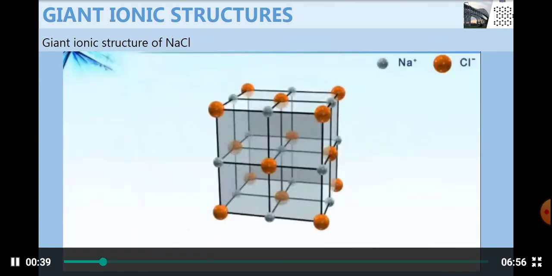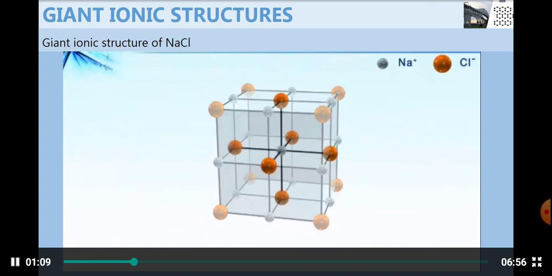Here is a better diagram that represents sodium chloride. Now the gray spheres represent sodium ions, while the red spheres represent chloride ions, as you can see on the top right corner. I want us to focus on the gray spheres. Look at the one at the center of the cube, right in the middle. You'll find that each sodium, as you can see, is surrounded by 6 chloride ions.